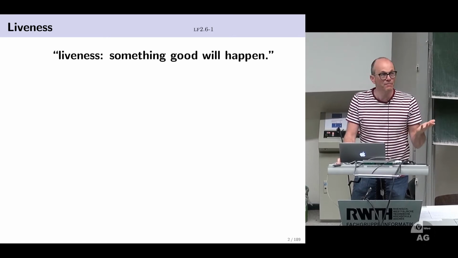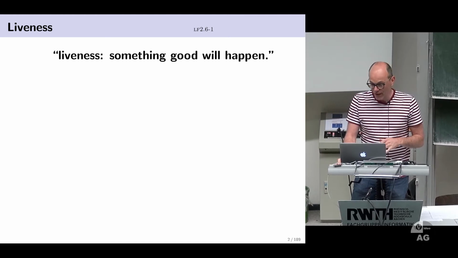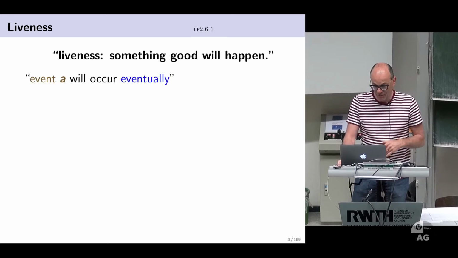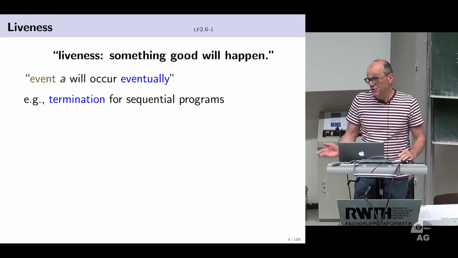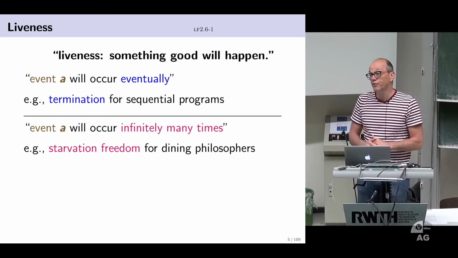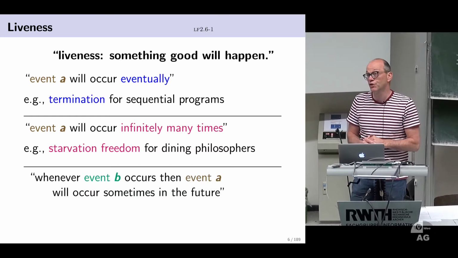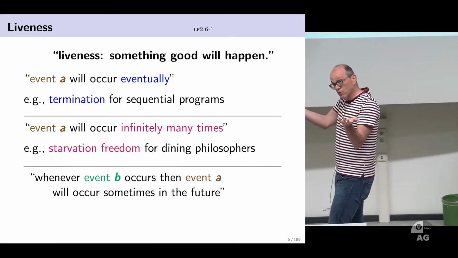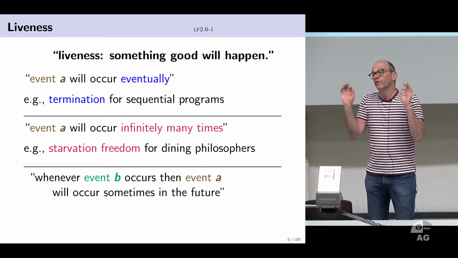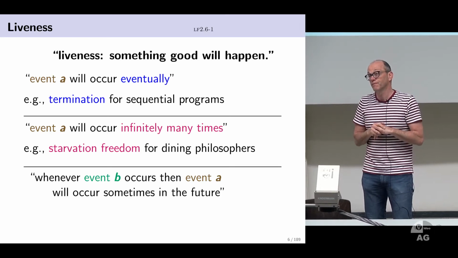Liveness. Leslie Lamport in the 70s tried to give a colloquial definition of what liveness is, and he said something good will happen eventually. So event A will occur eventually, for instance, termination. Event A will occur infinitely many times, and whenever event B occurs, then event A will occur sometimes in the future. The crucial point is, and that's the best intuition I can give you, a refutation of a liveness property can never be given by a finite prefix.